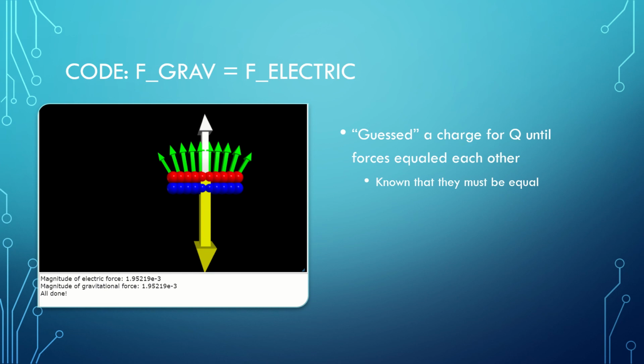Here is my finished diagram, showing the green arrows for electric fields throughout the length of the tape due to each point charge. I guessed a charge for Q until the forces equaled each other, and here at the bottom we can see my results that electric force and gravitational force do equal each other.